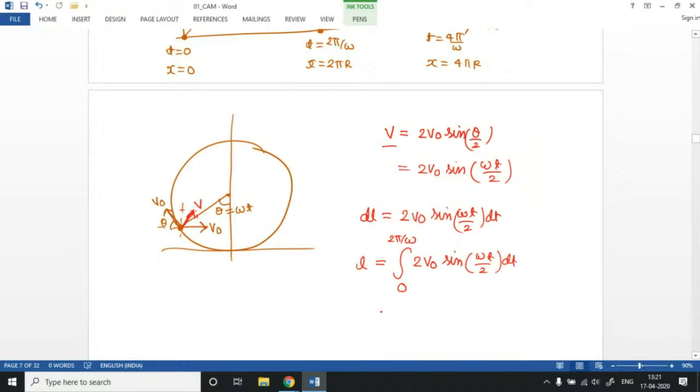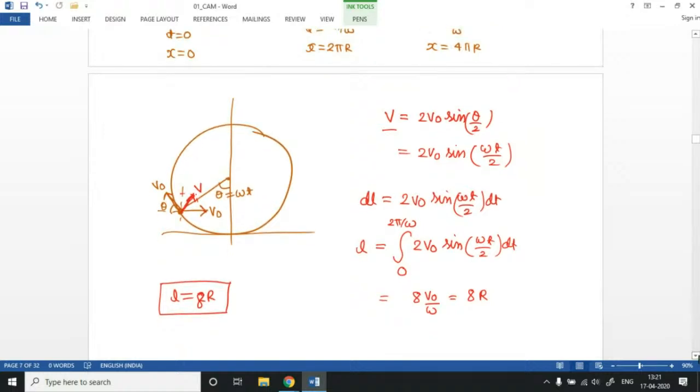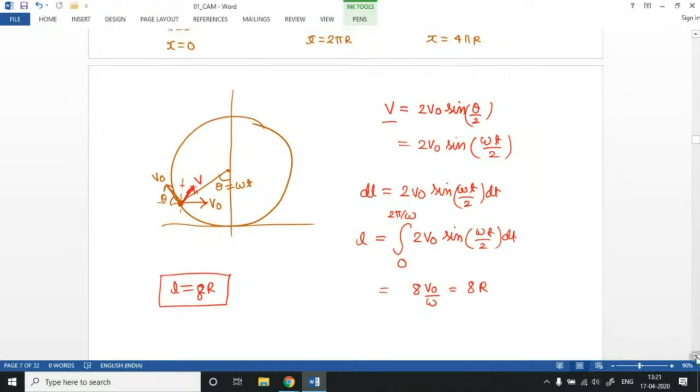And solving this, we will be able to get it as 8 times V naught by omega, which is basically 8r. Okay, so 8r over here. So this is quite an important result, that L will be equal to 8r. That would be the distance covered by any point on the periphery during one complete rotation of the rolling body over here. So that is also a very, very important result.